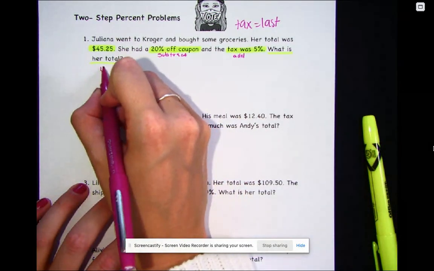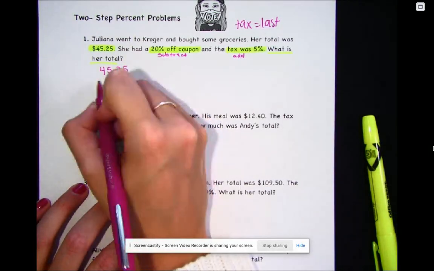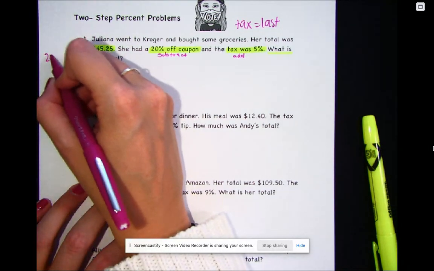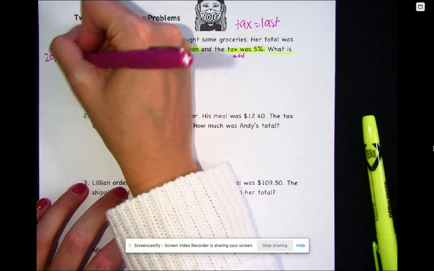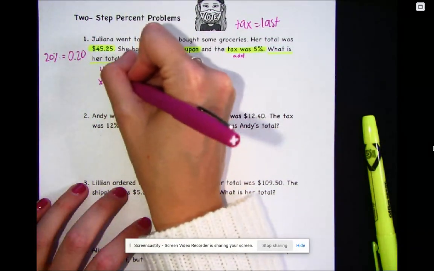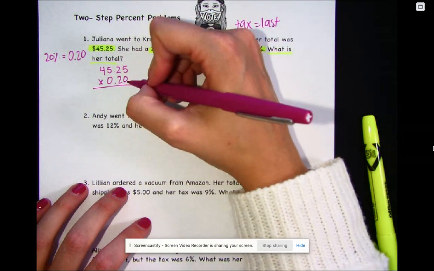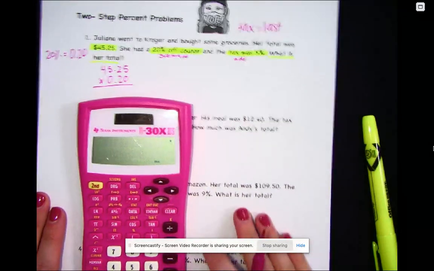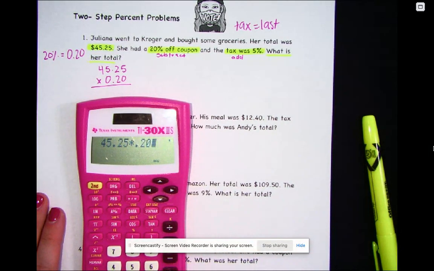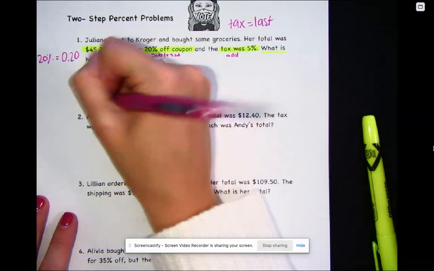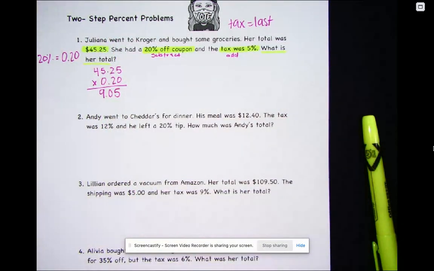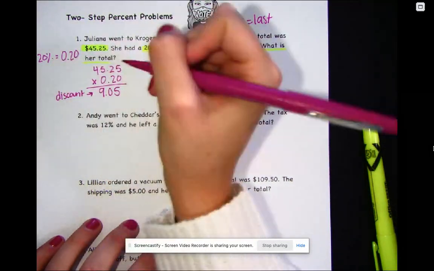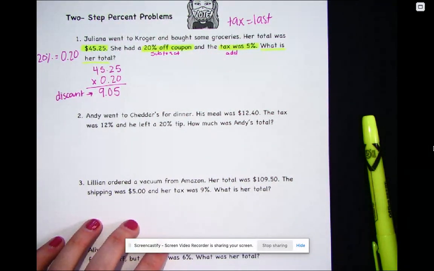So I'm going to take my total of 45.25, and I'm going to multiply first the discount. But remember, we can't put a percent into the problem. We have to turn it into a decimal. So I'm going to multiply the total times the percent as a decimal, okay? So I'm going to get my calculator, and we're going to do 45.25 times 0.20. And I'm going to get $9.05. Now, this $9.05 represents how much Juliana is going to get off. That is her discount. So that's not our answer.